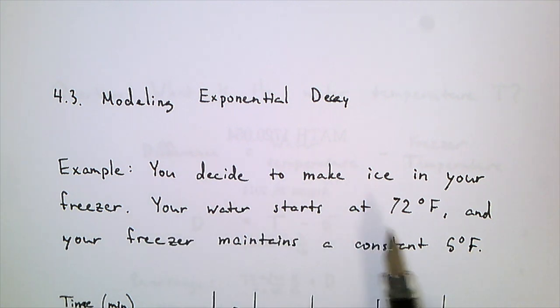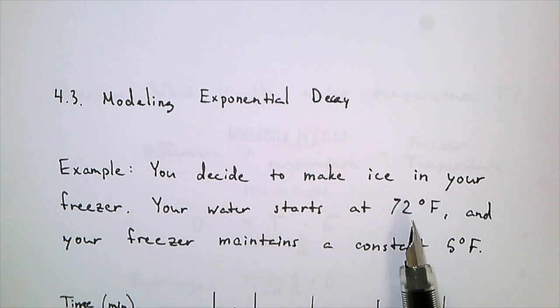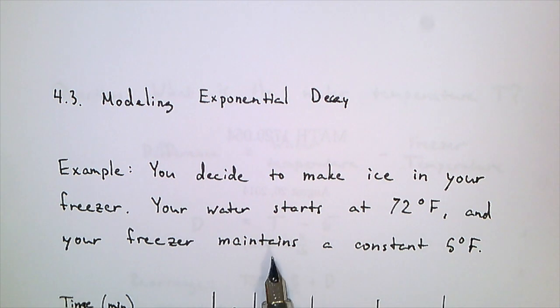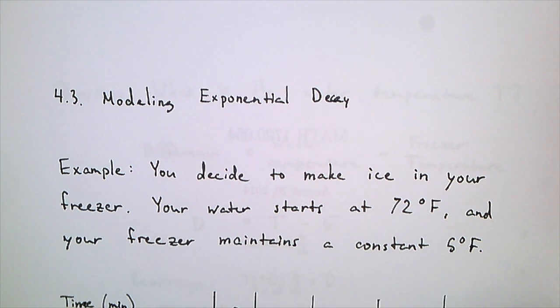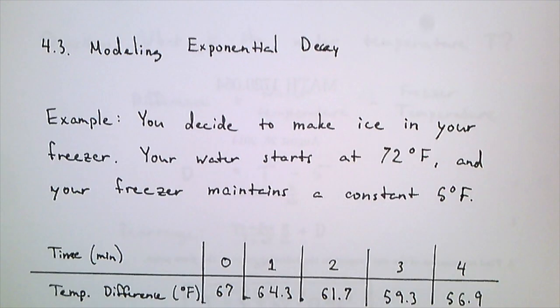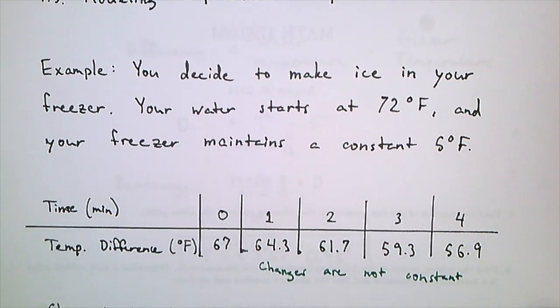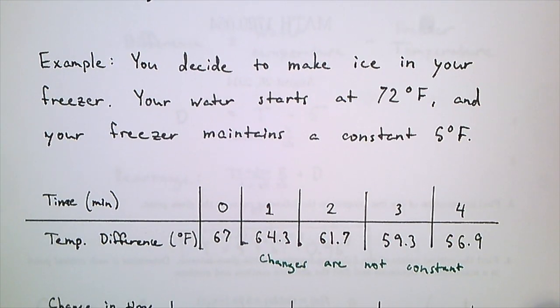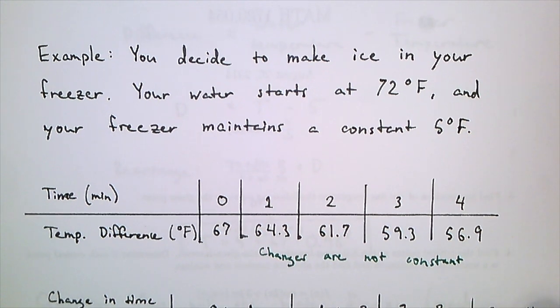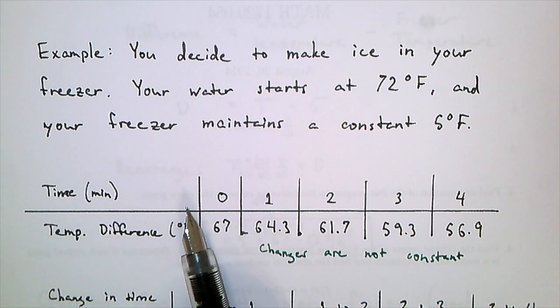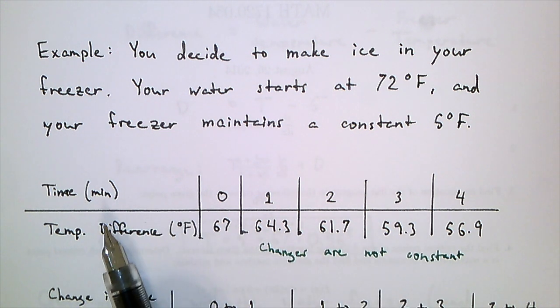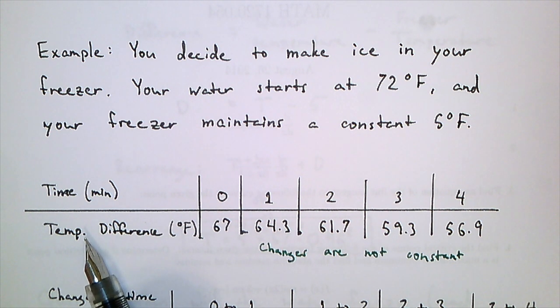Your water starts at 72 degrees Fahrenheit, so that's room temperature straight from the tap. And your freezer maintains a constant temperature of 5 degrees Fahrenheit. And then what you do is, over time, take measurements of the temperature in the ice tray. And this data is collected in a table. On the first row, we have time in minutes. And on the second row, we've measured the difference in temperature between the ice and the temperature of the freezer.